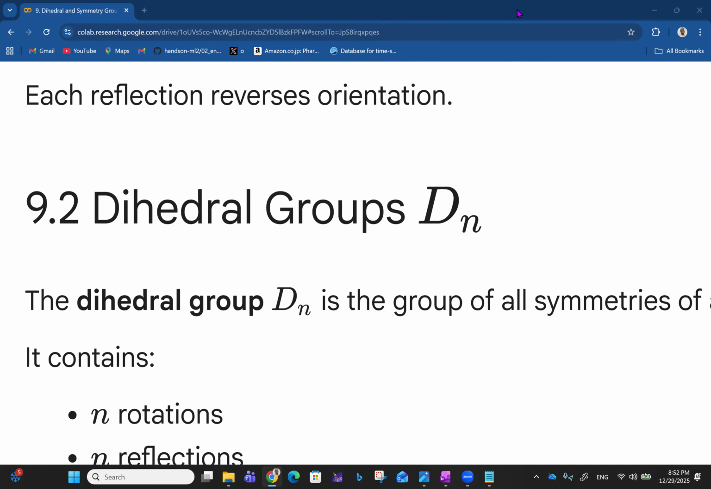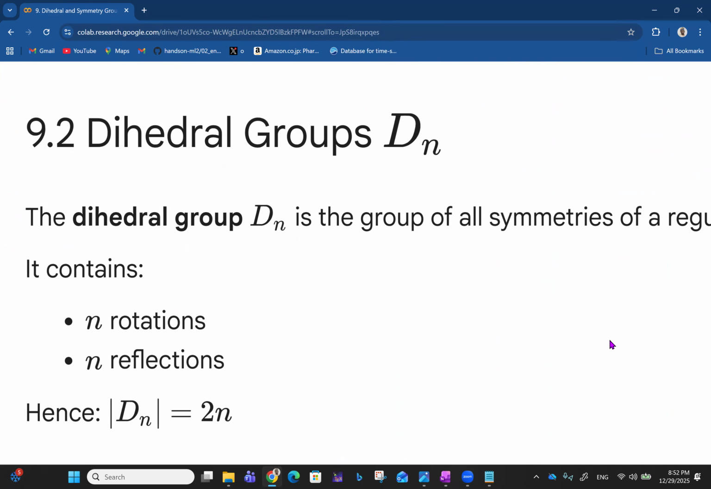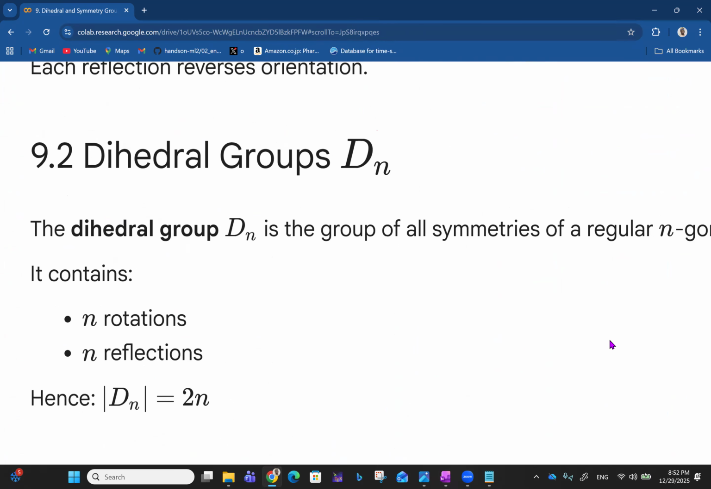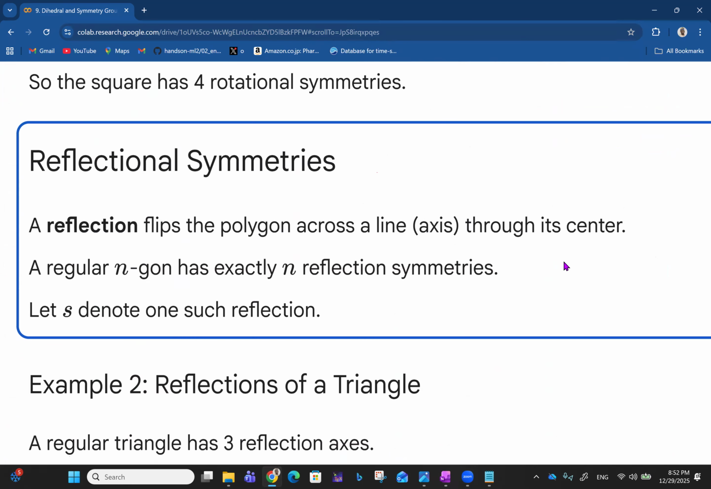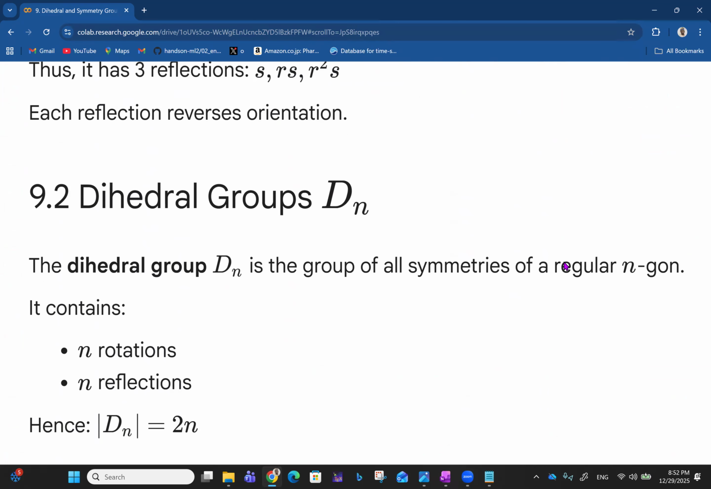So let's talk about the general idea of dihedral groups, because the topic is about dihedral and symmetry groups. The dihedral group Dn is the group of all symmetries of a regular polygon. That means you're putting together all the rotational and reflectional symmetries. So you have n rotations and n reflections, such that the order of the dihedral group Dn will be 2 times the number of sides the polygon has. Just like we saw for a square, right?